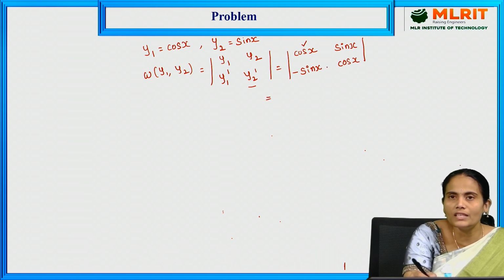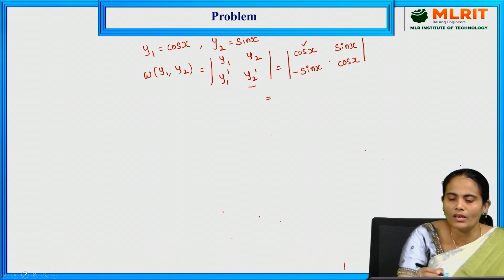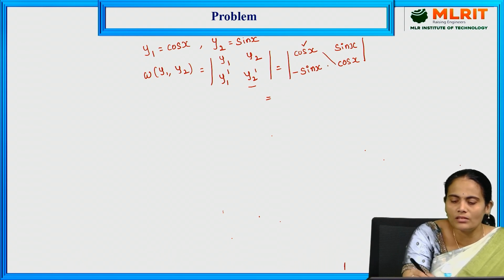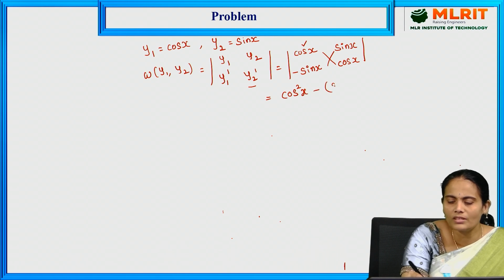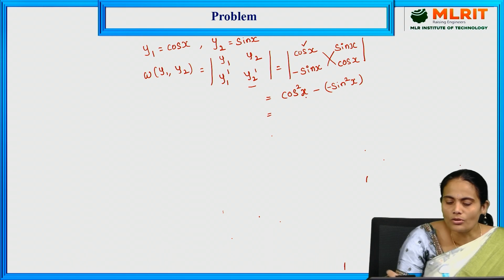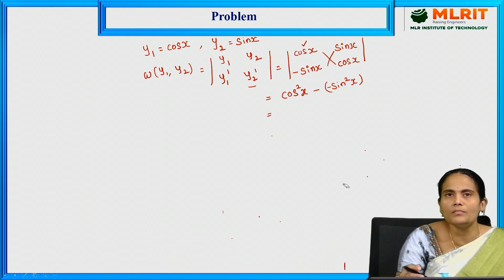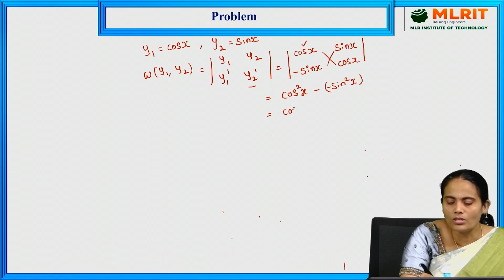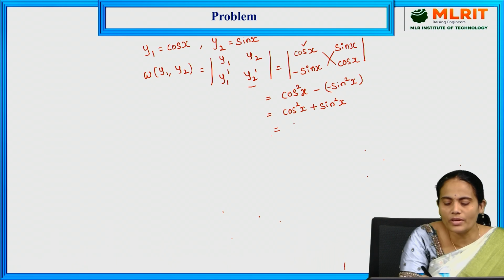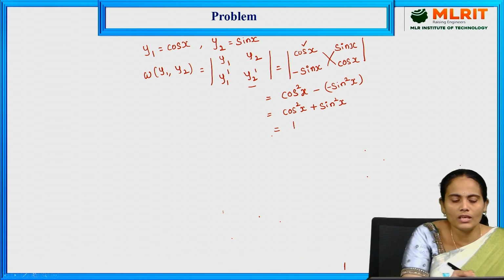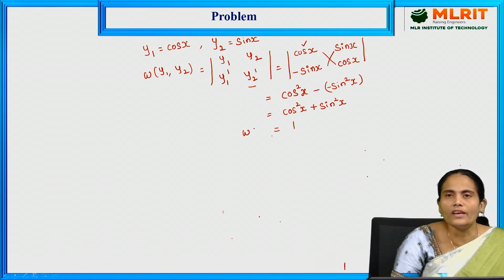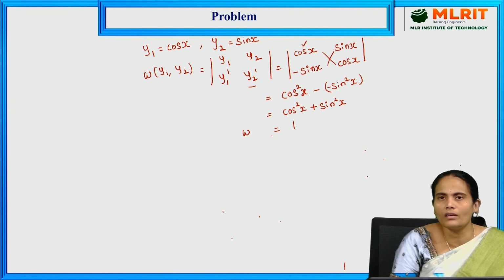Now apply the 2 by 2 determinant here. That gives cos square x minus of minus sin square x. Right? So cos square x minus of minus is plus, so cos square x plus sin square x. Clearly, cos square x plus sin square x is 1. So the Wronskian of y1 and y2 is 1.